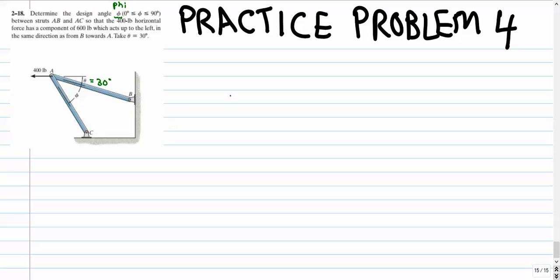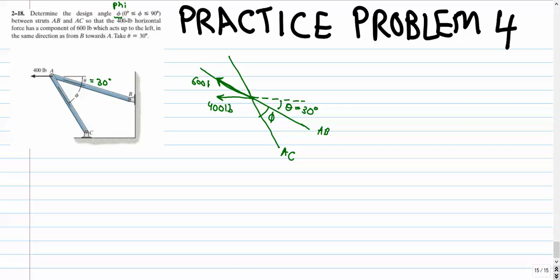So let's first start by drawing the axes and how they would look like. This is our AB axis, and this is our AC axis. This angle in the middle is phi, while this angle is given to be theta, and is 30 degrees. They have also given us a horizontal force that acts to the left, and its magnitude is 400 pounds. And in addition to this force, they have given us a component of this force that acts along the AB axis. In other words, this component right here. They have given us this component, and the magnitude of this component is 600 pounds. And what they want us to find is the angle phi.